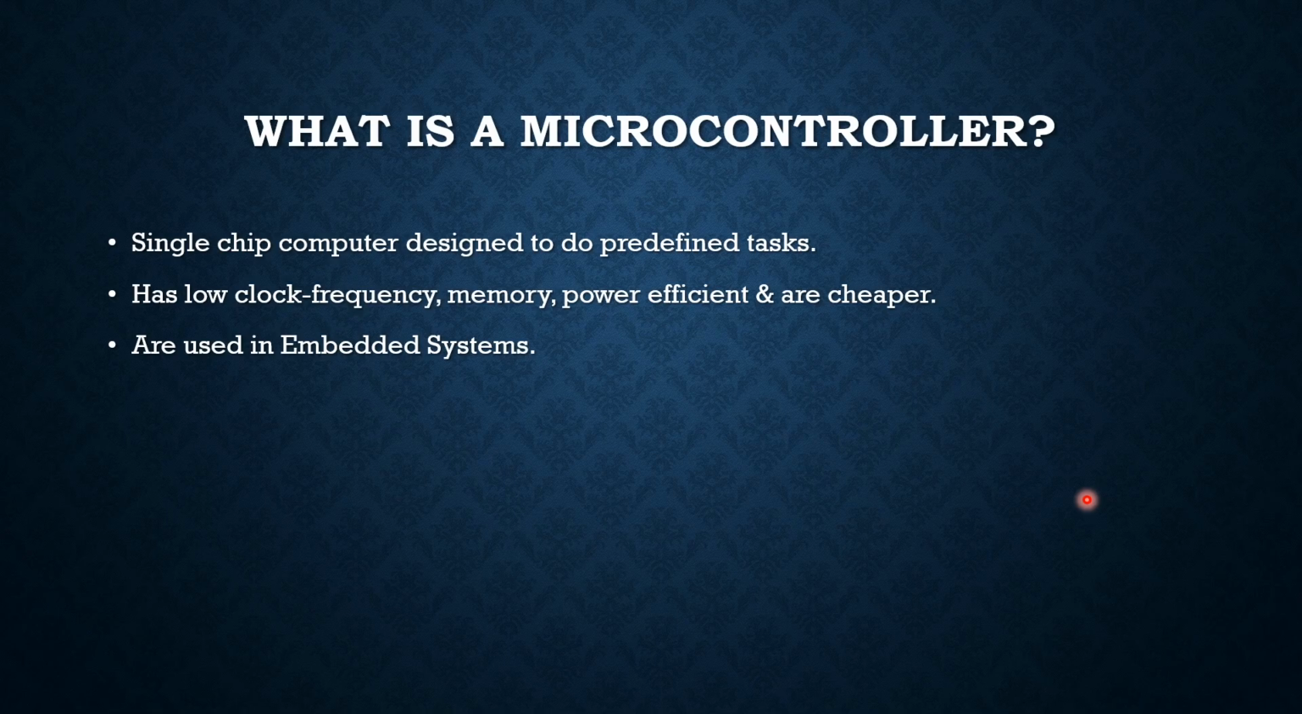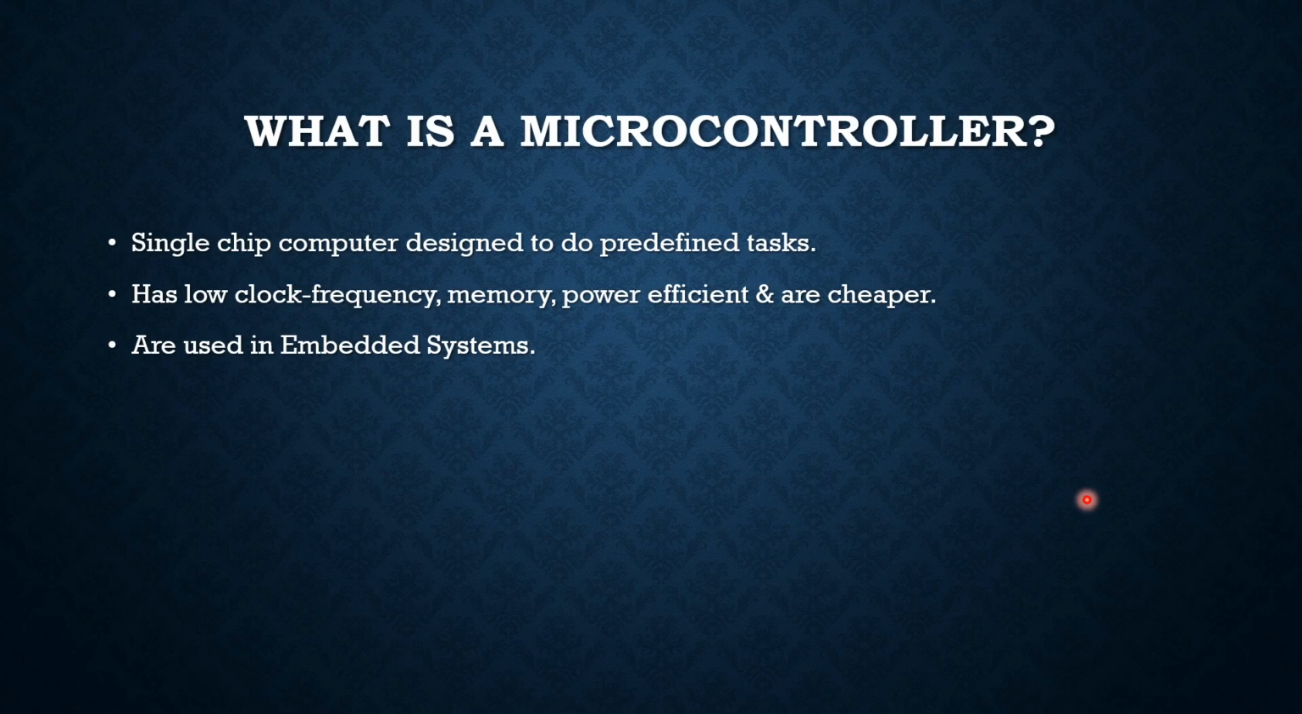It also has some different characteristics. A microcontroller has a low clock frequency as compared to a microprocessor, generally at max in the range of a few hundred megahertz. It also has very little memory as compared to the microprocessor, and the key factor is that it is very power efficient and much cheaper as compared to the microprocessor, and that is the main reason why we use them in an embedded system.